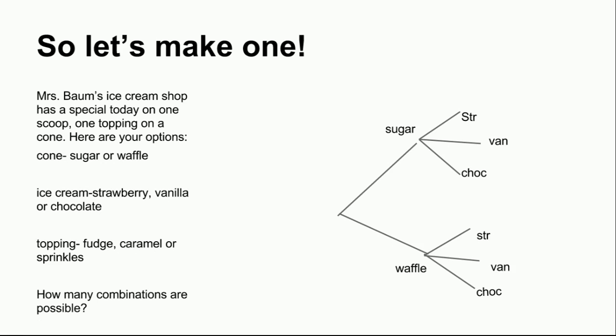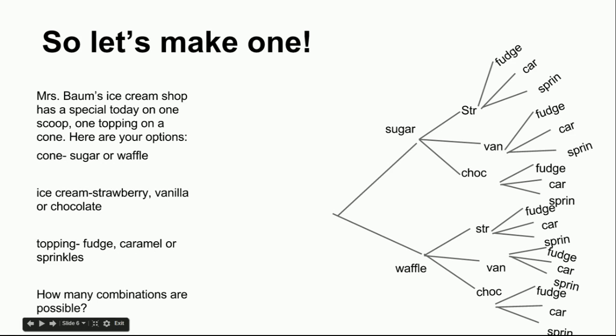But remember, there's toppings. So this is where, when you get into that third layer in your tree diagram, it can get a little bit hairy. And so it's really important to try and spread things out to be able to see all of your possible combinations. So we added on our toppings. And for each of the different cone ice cream combinations, you could choose from fudge, caramel, or sprinkles. So this sprinkles right here is actually sprinkles on strawberry ice cream on a sugar cone, which is different than sprinkles on vanilla ice cream on a waffle cone. At this point, I can go to the very edge of my tree diagram and count up all of these guys to find out how many possible combinations I've got.